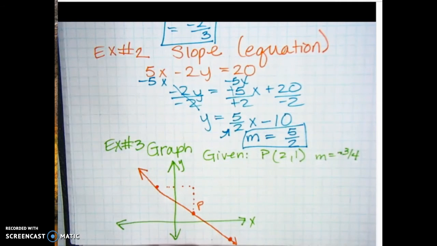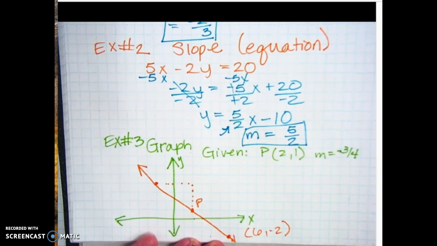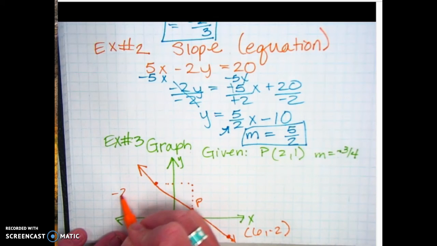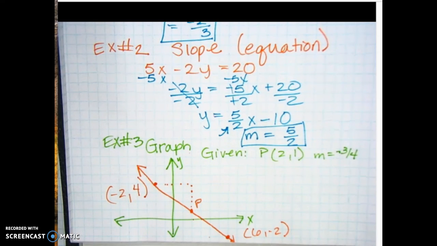And then it'll say something like, what are 2 other points on this line? So you just see where it intersects. Here's one right here at 6, down 1, 2, so -2. That would be another point. And then this one right here would be -2, up 1, 2, 3, 4. So -2, 4.